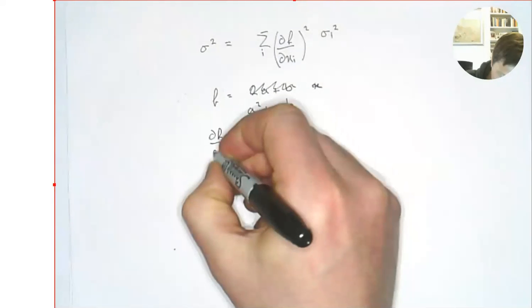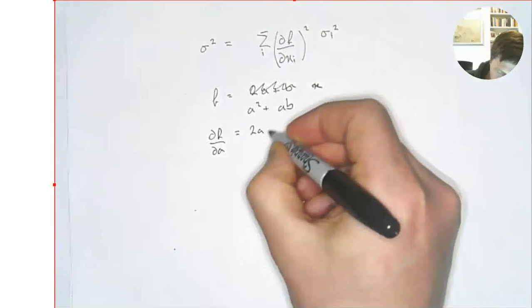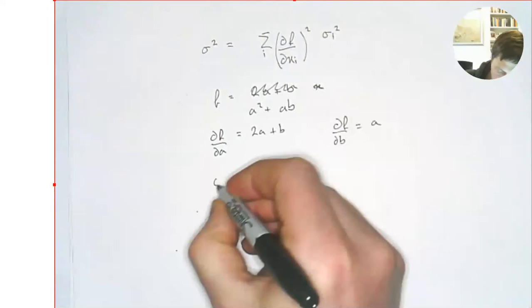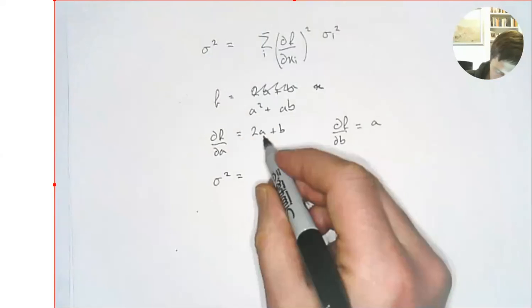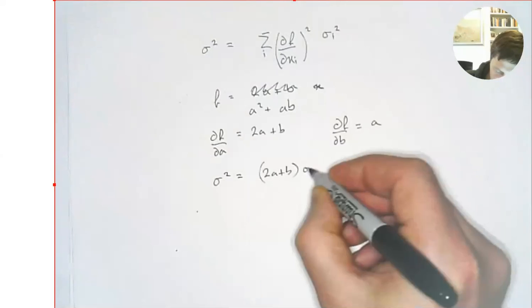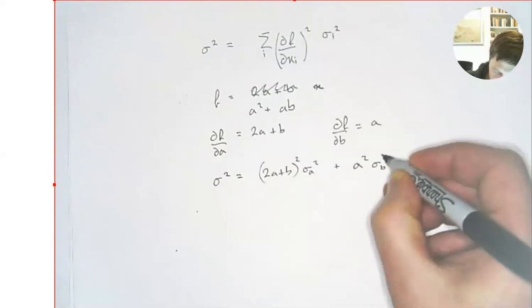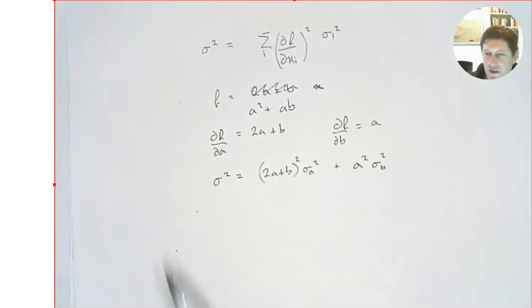So you do dF by dA. Well, that's going to be equal to 2A plus B. dF by dB is going to be equal to A. And so our uncertainty squared is equal to 2A plus B times the uncertainty in A, squared, plus A squared times the uncertainty in B, squared. And so that gives a nice elegant method for finding the uncertainty in a calculated value based on known uncertainties of individual measurements. Okay, so I'm going to stop there. That's a summary of some of the key points from the mini lectures, and it also shows how to implement them in Excel. So hopefully you have got a nice grasp of the main questions.